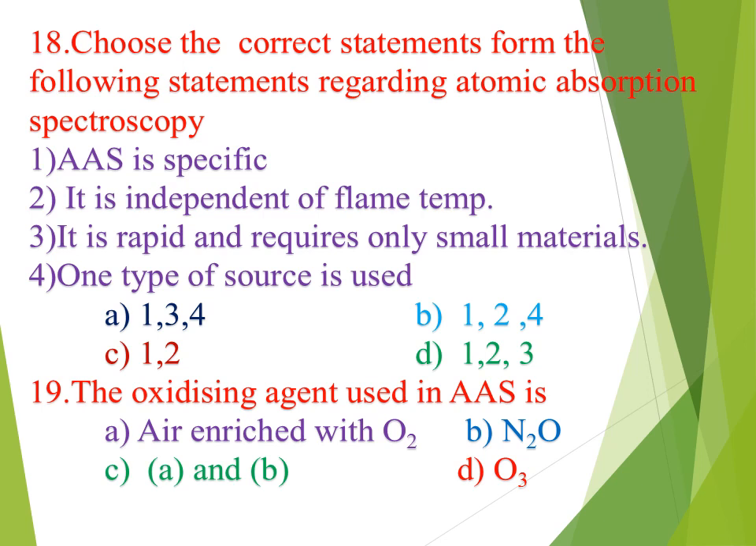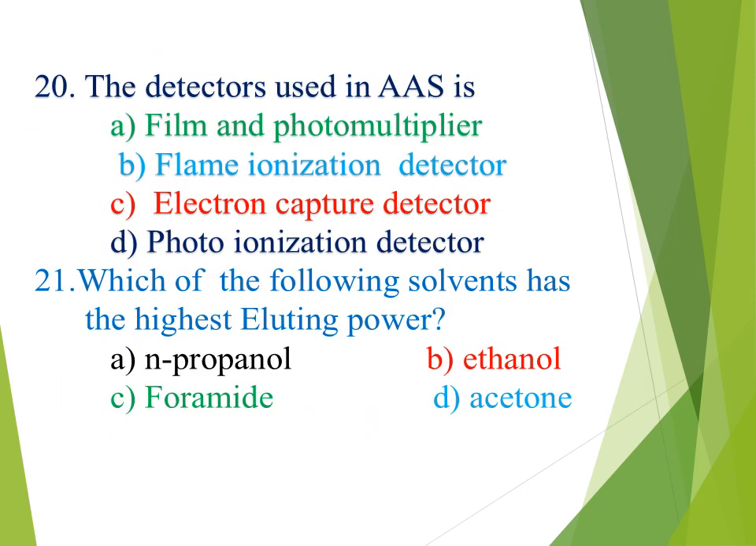Question number 19. The oxidizing agent used in AAS is: A. Air enriched with O2, B. N2O, C. A and B, D. O3. The correct option is C, A and B. 20. The detectors used in atomic absorption spectroscopy: A. Flame and photomultiplier, B. Flame ionization detector, C. Electron capture detector, D. Photo ionization detector. The correct option is A.